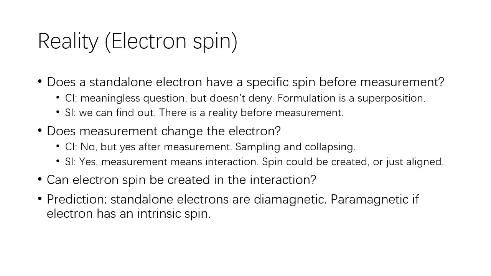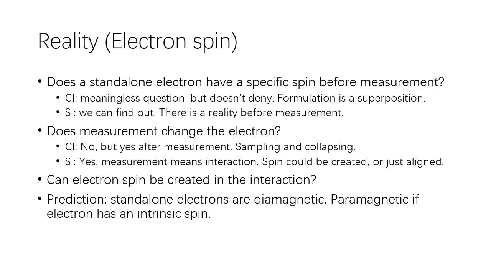The Copenhagen interpretation thinks that it is meaningless to talk about an unmeasured state. For a standalone electron, does it have a specific spin? The Copenhagen interpretation thinks this is a meaningless question and formulated the superposition of up and down spin. Measurement randomly collapses it into a definite state of up or down. After measurement, it is well defined.